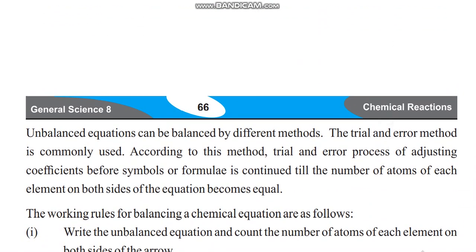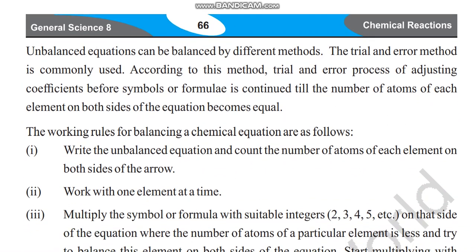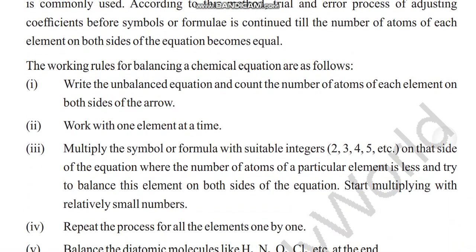Next we have, an unbalanced equation can be balanced by different methods. The trial and error method is commonly used. According to this method, the trial and error process of adjusting coefficients before symbols or formula is continued till the number of atoms of each element on both sides of the equation become equal. The working rules of balancing chemical equations are as follows.